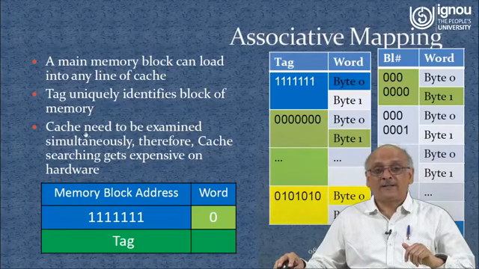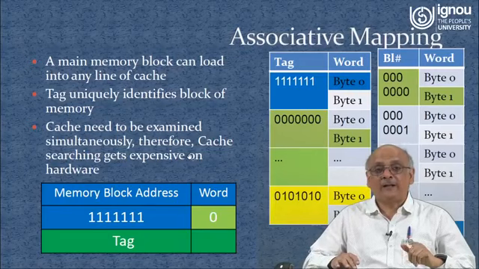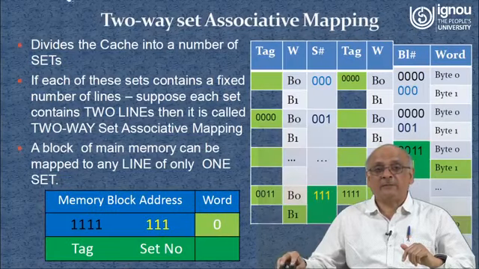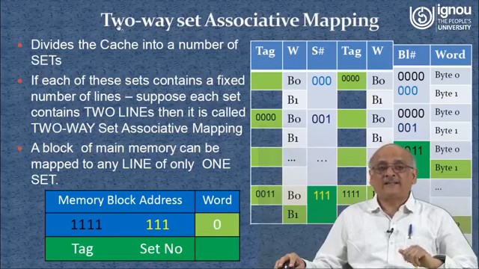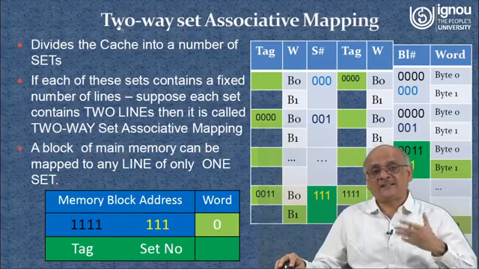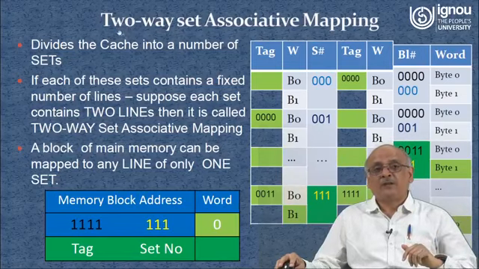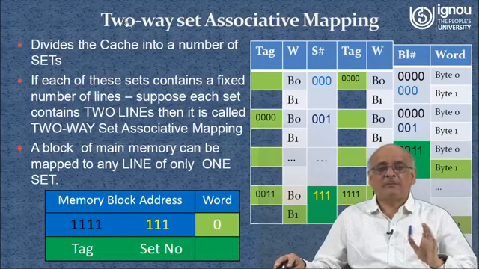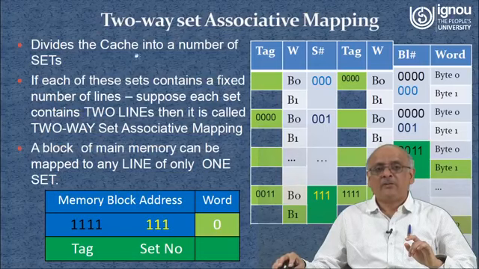So this is the important point: cache needs to be examined simultaneously. Therefore, cache searching gets expensive on hardware. That is why we don't follow the associative memory. In fact, scientists studied the statistics of various programs. They found that either two-way set associative or four-way set associative are good types of memory. Maximum it can go to 8-way set associative, but these are good types of memories which can utilize the associative property in a set.